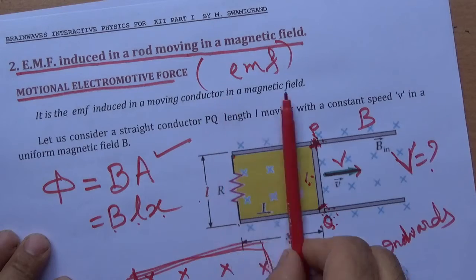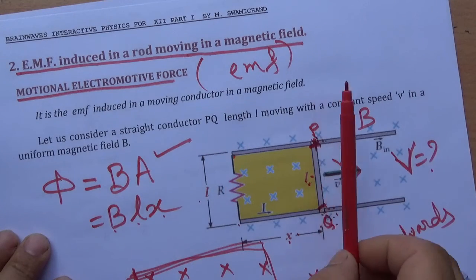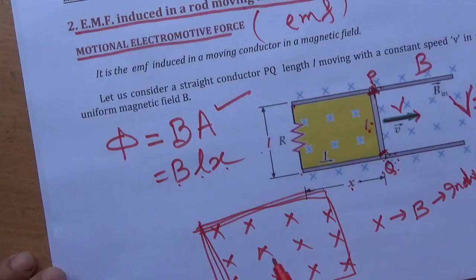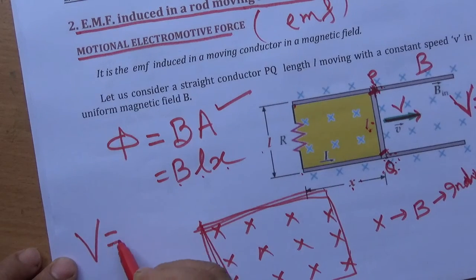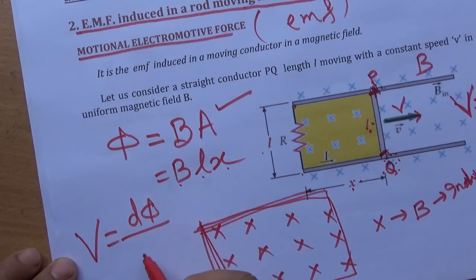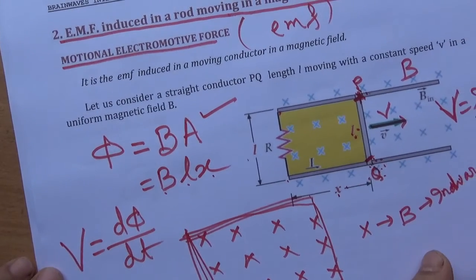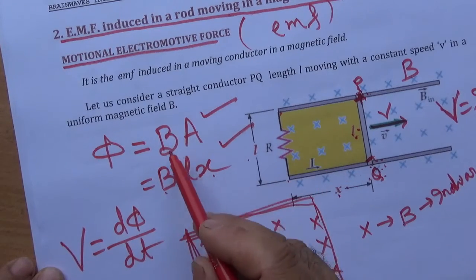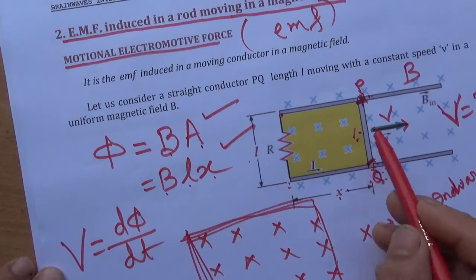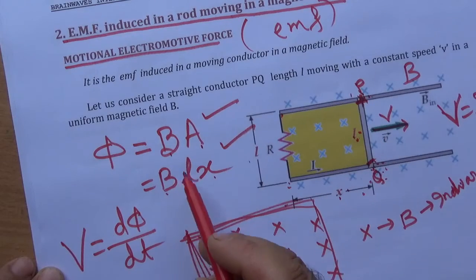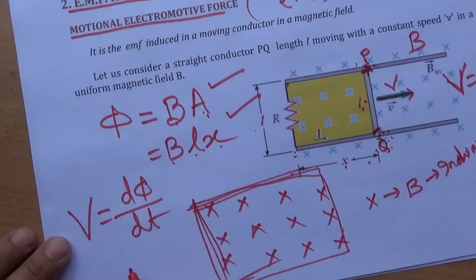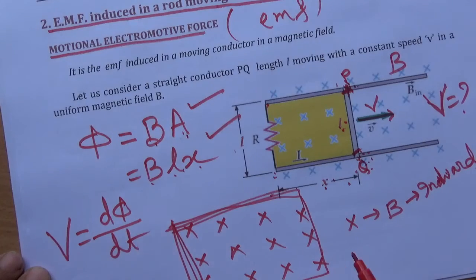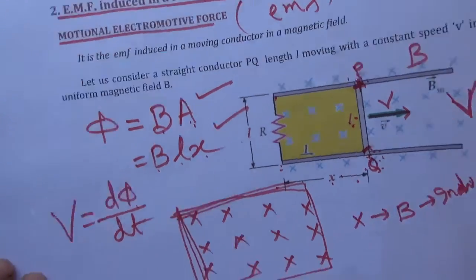So when a conductor moves in the magnetic field, the flux passing through that area will be BLx. According to Faraday's law, the EMF induced is d phi divided by dt. First we write the flux: B into A, where area is length into x, so L into x. Next, to find the EMF induced in this loop, we use d phi by dt.